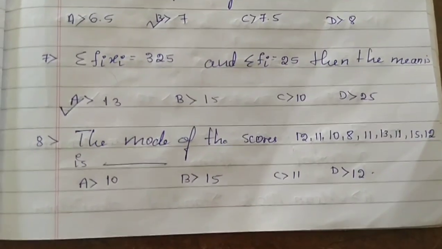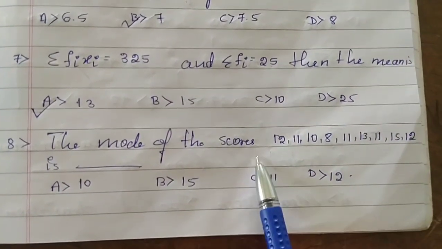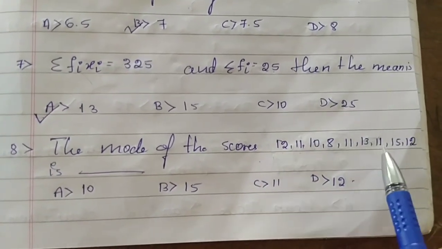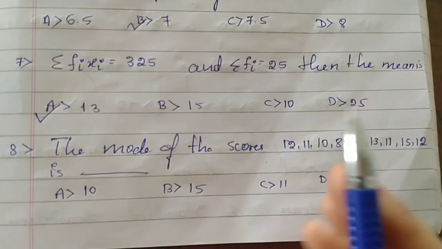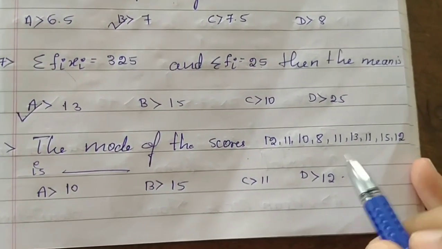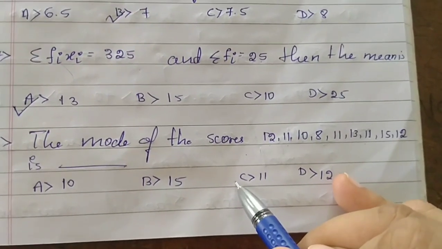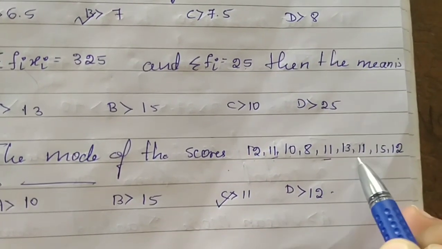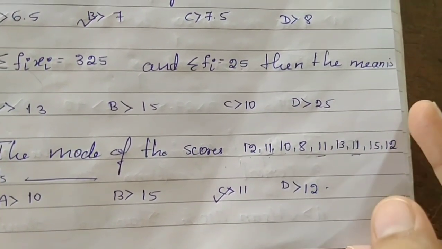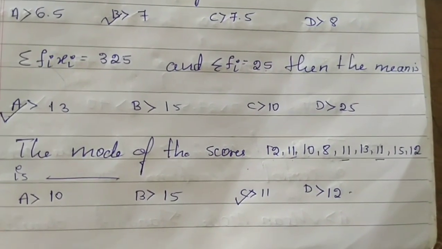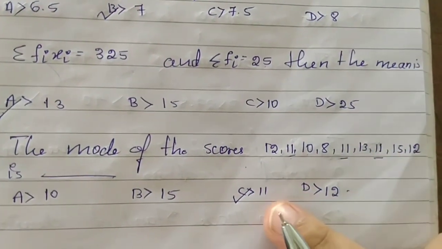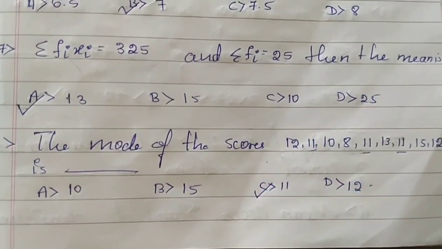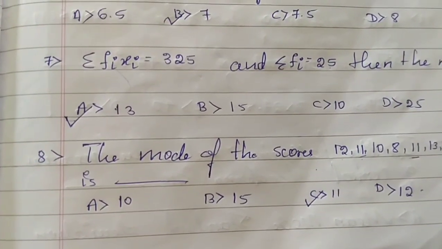Okay, so now the next question is, the mode of the scores 12, 11, 10, 8, 11, 13, 11, 15, 12 is dash. Okay, so mode is nothing but 11. Option C is the correct answer. You can see 1, 2, 3, so 11 has repeated 3 times, right? Most of the times it has been repeated. So you can see 11 is the correct answer. Mode is 11 over here. Okay. Now let us move on to the next question.